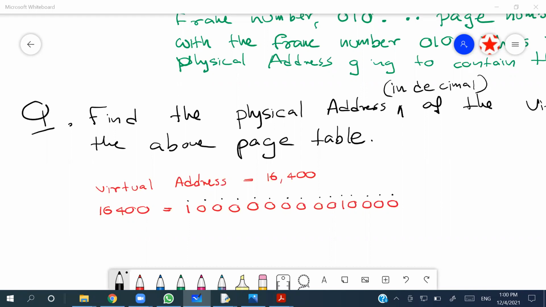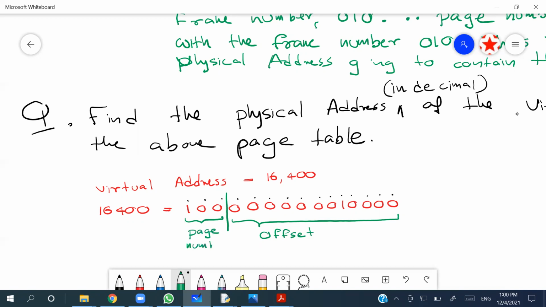Right, great, Divyangana. Now, what we have to do? We know from the previous calculations, the offset contains 12 bits. So the page number should contain 3 bits. Then what we do is separate it here. So this part is the offset. This part is the page number.